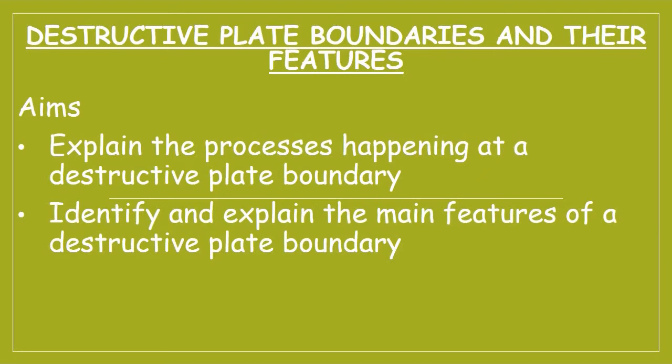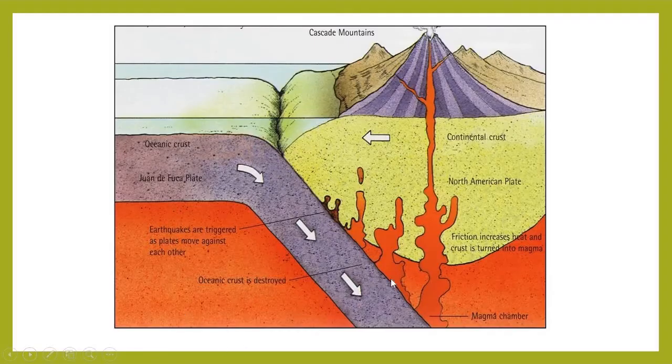Pause the video here a minute, go ahead and write down the title, and we'll get started. Okay, so first up, what does it look like? Let's take a look. So here's a diagram of a destructive plate margin or boundary. As you can see, oceanic crust is being destroyed. It's going down and melting in the mantle.